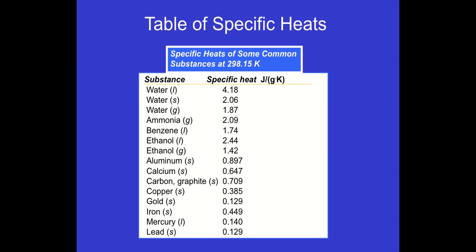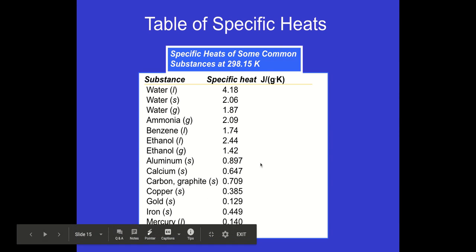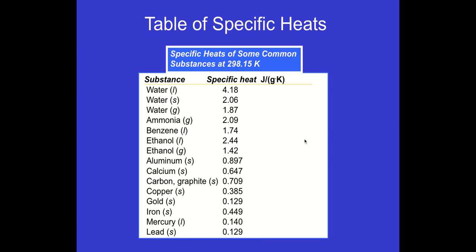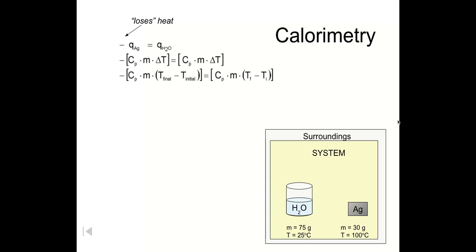Okay, so here are just some examples of different specific heats. You can see that water is very, very high. Most materials are significantly lower, and metals are the lowest, right? So here's what we can do. We can say that we use Q to represent the heat energy transferred, and we learned about that in the last video. And we can say that the silver loses heat and the water absorbs it.